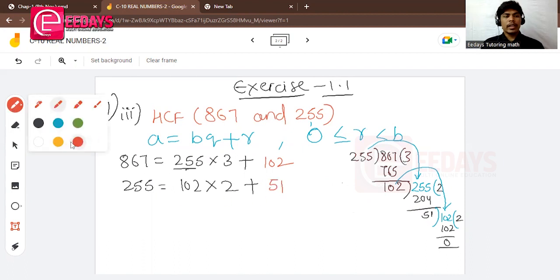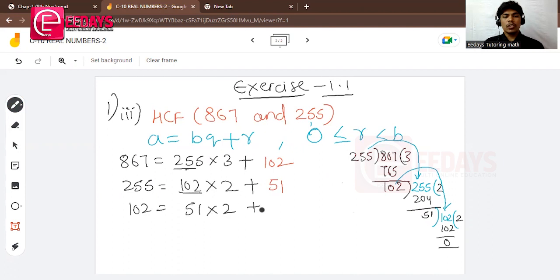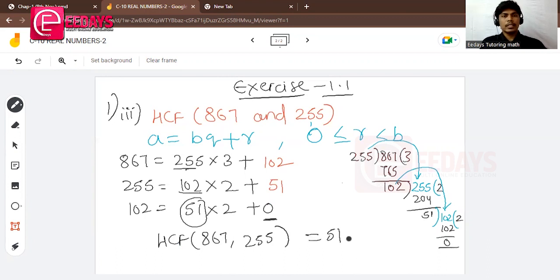Now take the new divisor, that is 102. Dividend is 102, divided with 51. 51 into 2, so you'll get remainder 0. Now what is the HCF here? The HCF of these two numbers, 867 and 255, is 51. You can write like this. I hope everyone understood how to do the step by step solution.